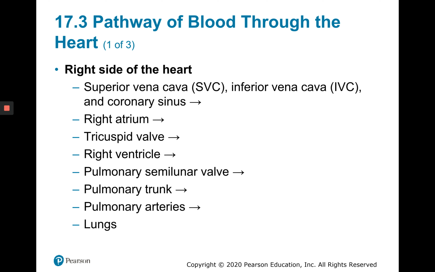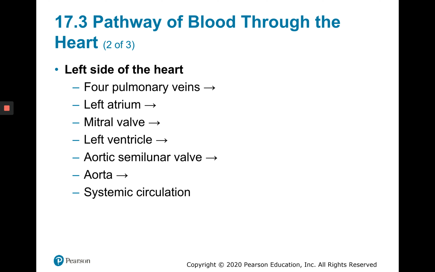From the right ventricle, blood will pass through the pulmonary semilunar valve into the pulmonary trunk. The pulmonary trunk will split into the two pulmonary arteries. The pulmonary arteries will go to the lungs. The blood at the lungs will be oxygenated and then flow back to the heart via 4 pulmonary veins. The 4 pulmonary veins will empty into the left atrium.